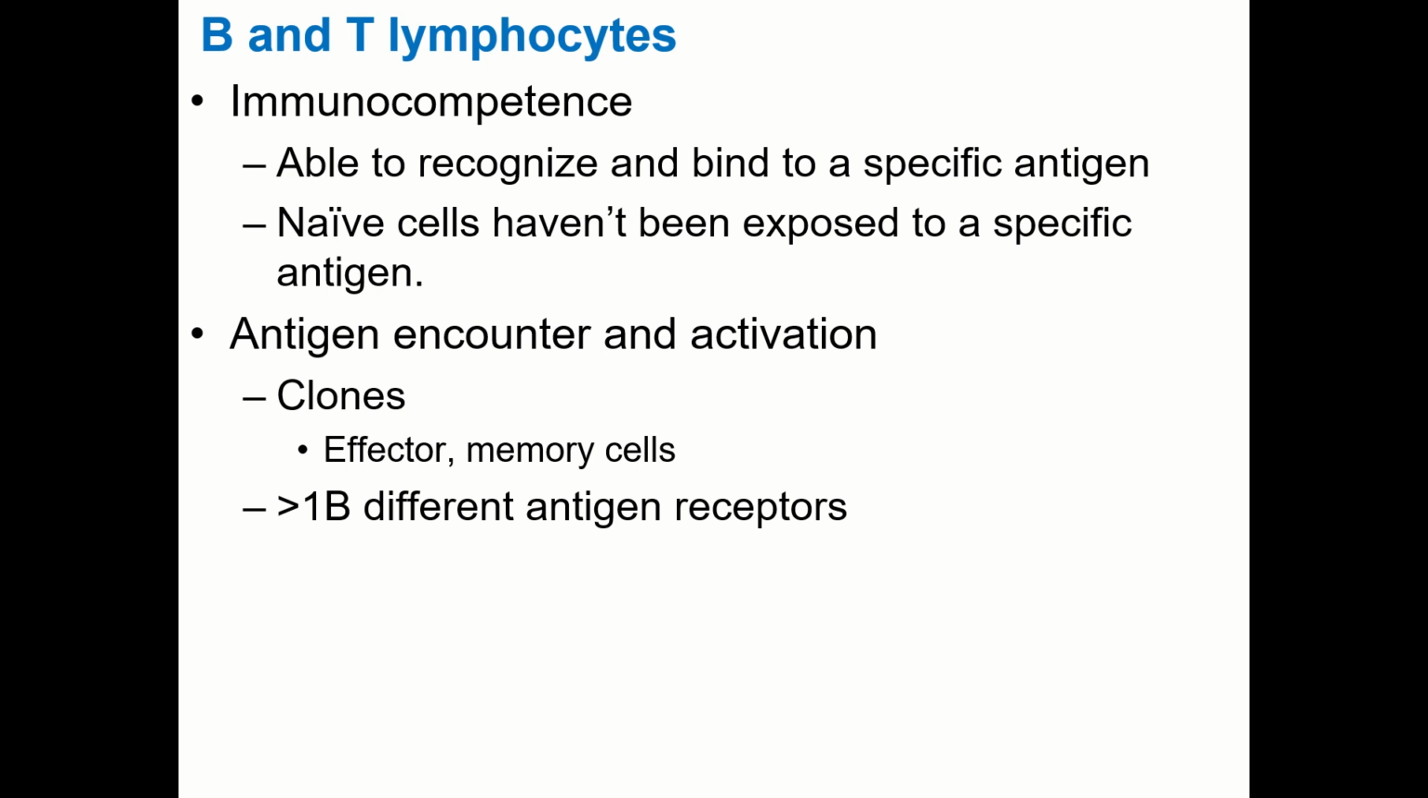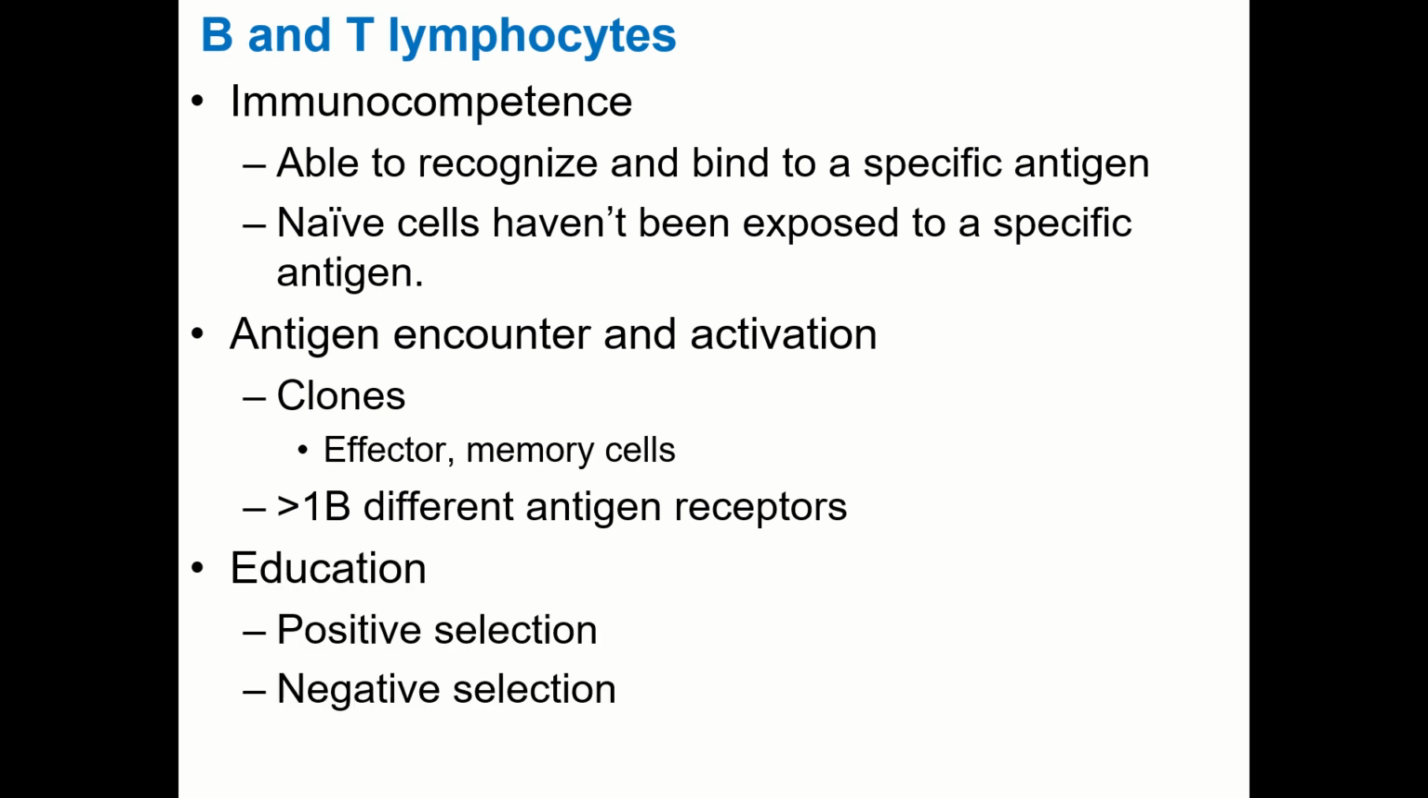And those memory cells have that same antigen receptor on them, so that when they see that antigen again, so if you encounter the coronavirus this year and then you encounter it again 3 years down the road, you have cells that have the receptors for that spike protein, so they can ramp up your immune response really quickly.